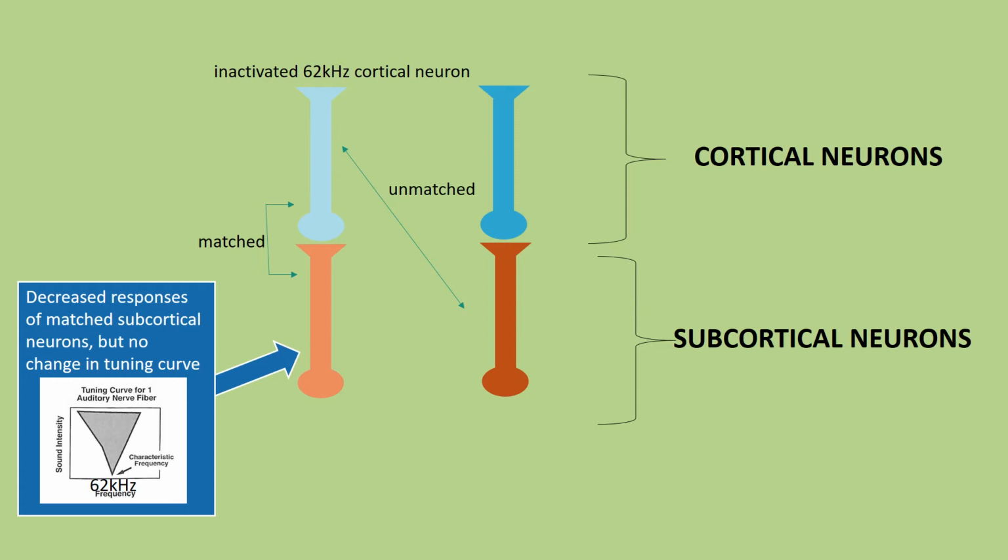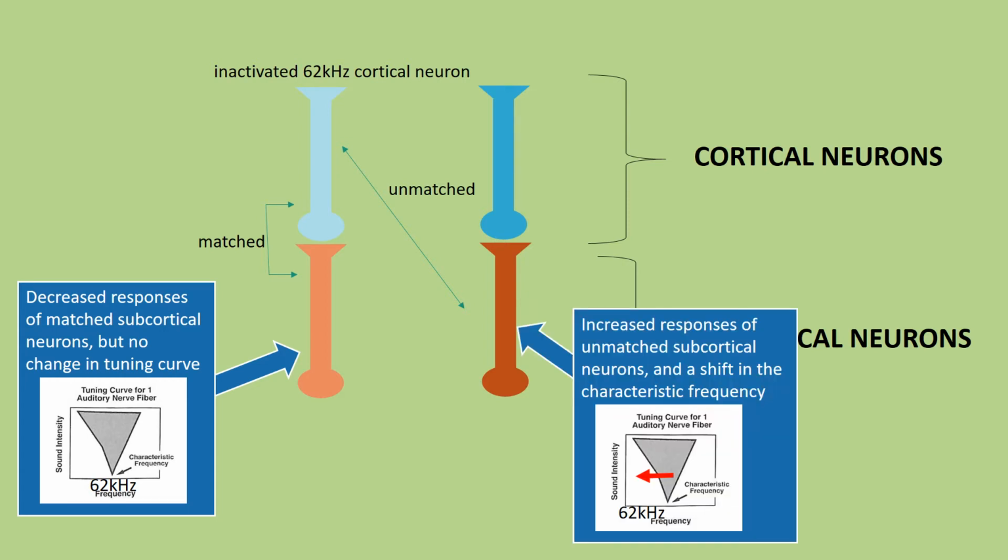Conversely, cortical inactivation increased the auditory responses of unmatched subcortical neurons and shifted the best frequency towards the inactivated cortical neurons. Thalamic neurons showed a larger change in response magnitude than collicular neurons for both matched and unmatched neurons, indicating they were more greatly affected by the cortical inactivation. So, after cortical inactivation, only unmatched subcortical neurons' best frequencies shifted, and matched subcortical neurons' best frequencies did not shift at all. Also, the decrease or increase in response and the shift in frequency tuning of the subcortical neurons occur both in the colliculus and the thalamus through the corticocollicular and corticothalamic projections, but to different extents.